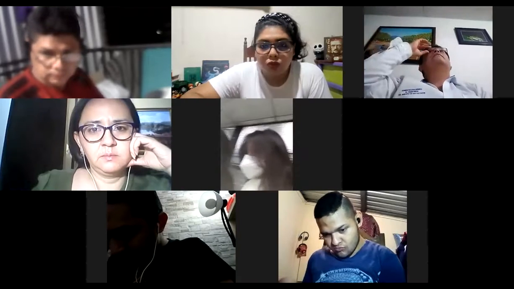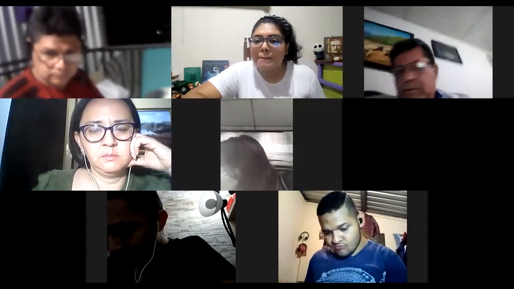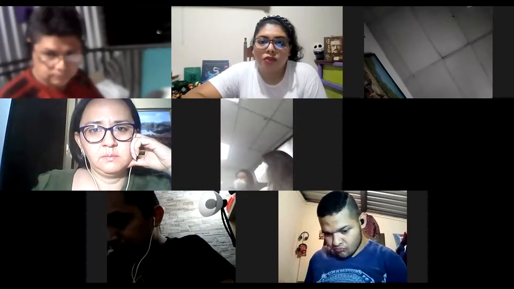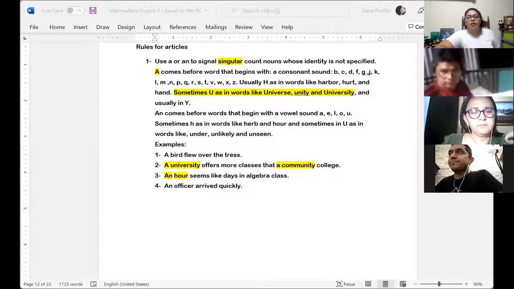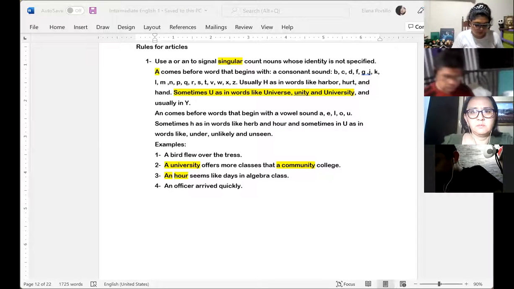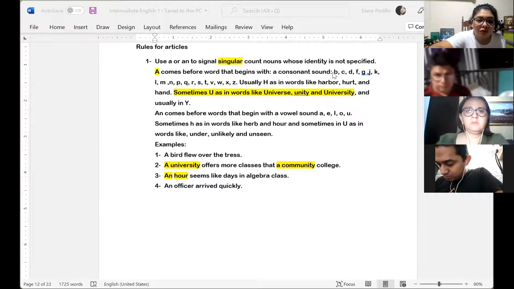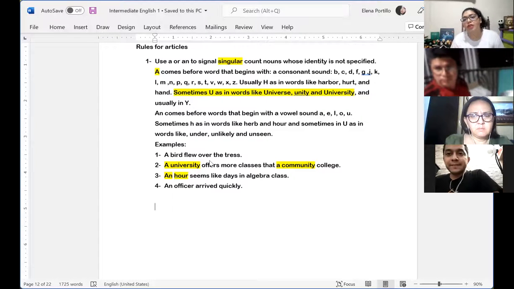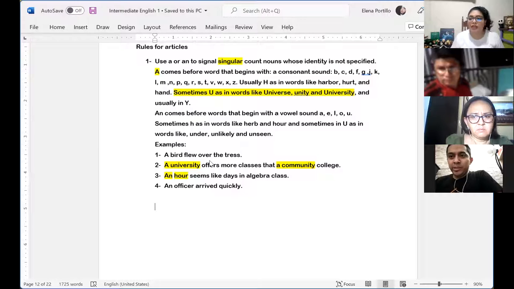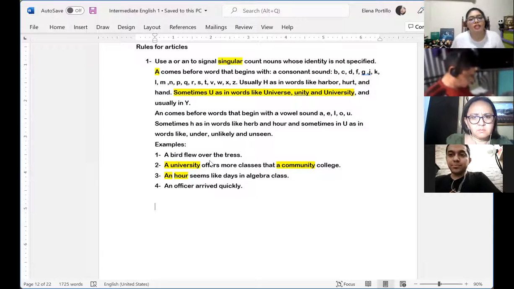So let me have this one here and I will share my screen with you. So here we are. This was the rule that we were learning yesterday. We are talking about articles and we are talking about count and non-count nouns. Estuvimos hablando de los nombres contables y no contables y las reglas. Nos quedamos por la número uno. Number one, use A or N to signal singular count nouns whose identity is not specified.